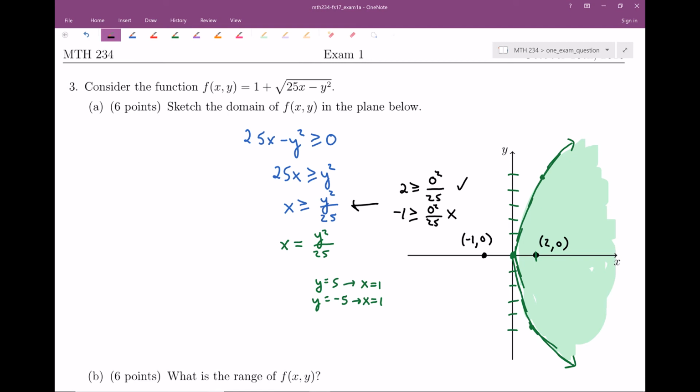The last thing is that we need to go back and decide, looking at this line right here, should this be a solid line or should it be a dashed line? Well, in this case, we have x is greater than or equal to. So therefore, equal to is fine. Therefore, we want to include the x equals y squared over 25. So I'm going to include this as a nice solid line. If this was just strictly greater than, then I wouldn't want to include it, and it would be a dashed line. All right, so there is part A.